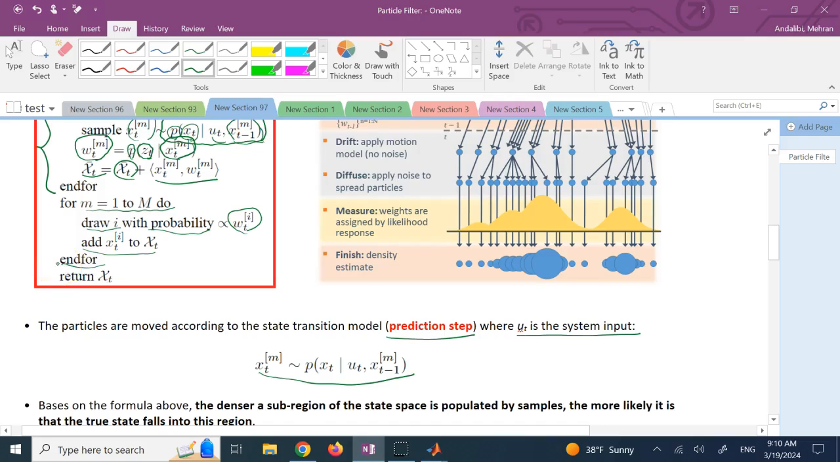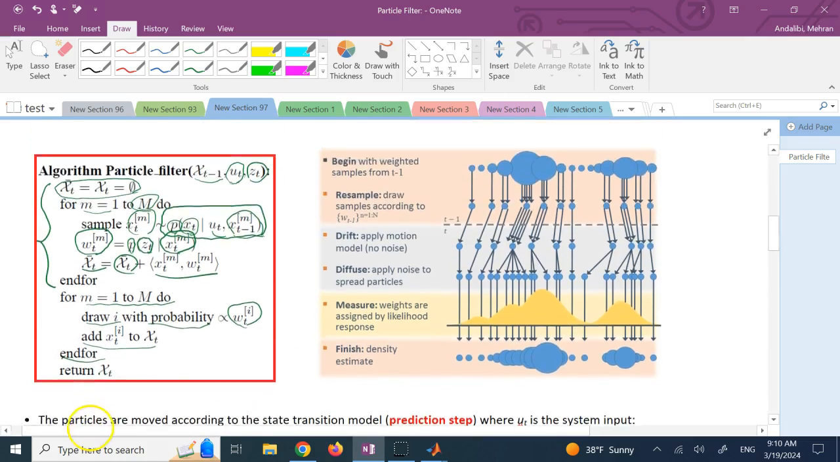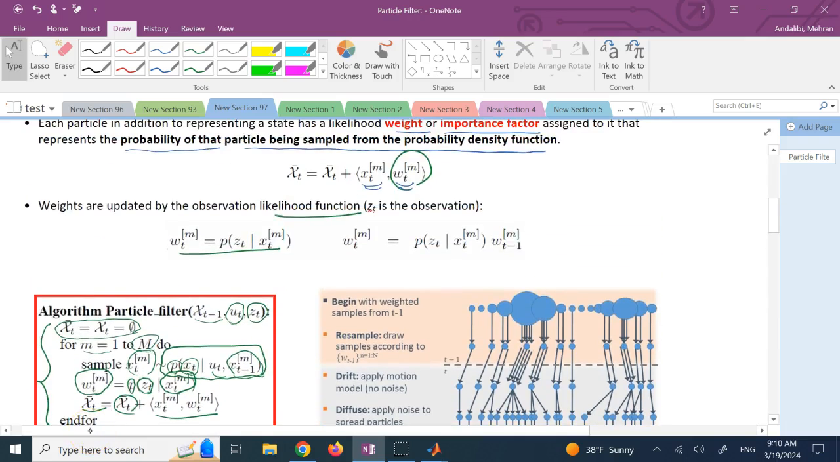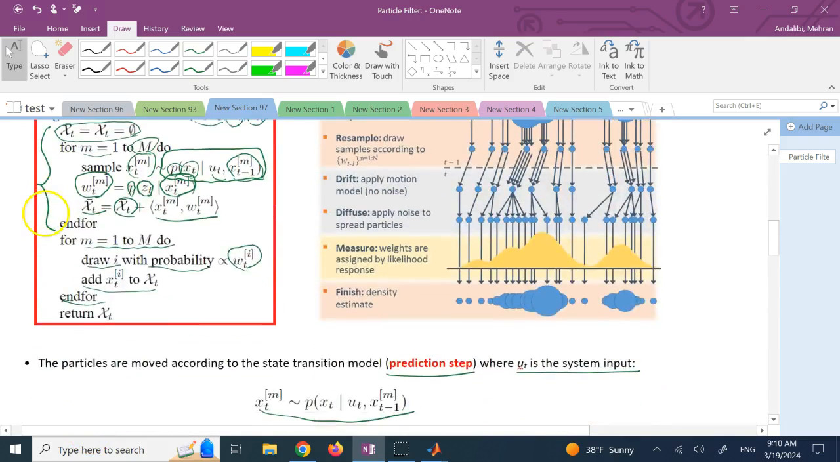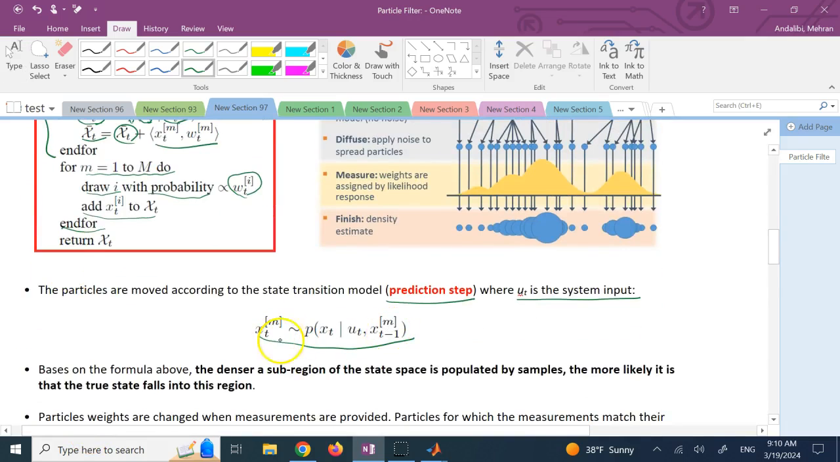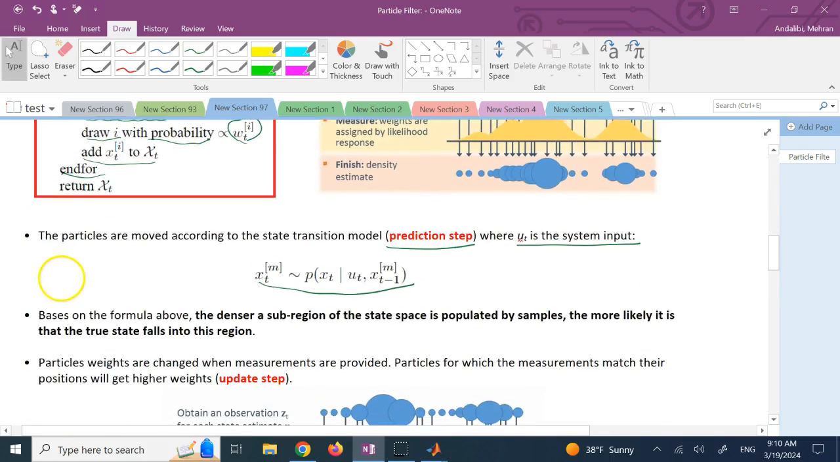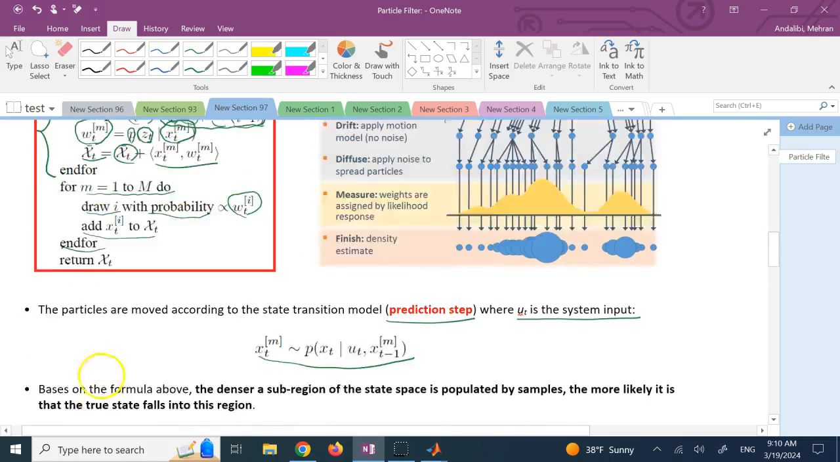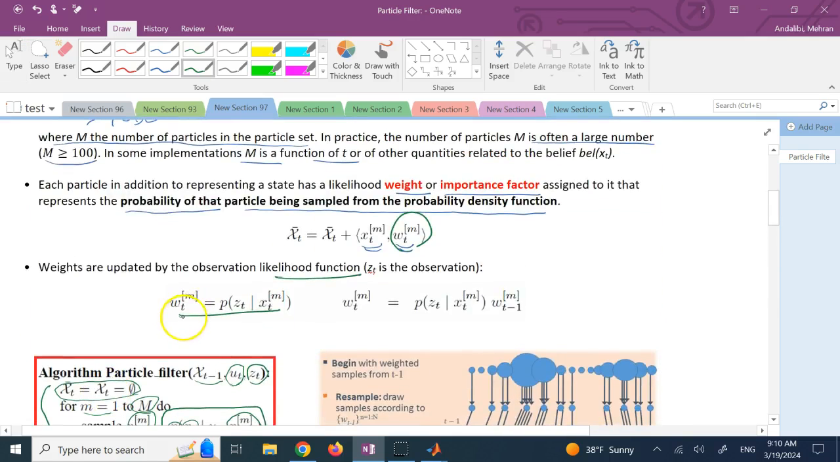So it re-evaluates and redraws samples from what? From the distribution based on their weights. Okay? So we talked about the update model and the prediction, the transition model or the prediction. We talked about how the weights are measured based on the likelihood.